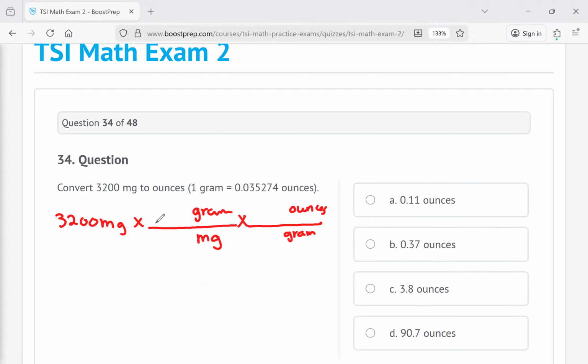So this is something you should know. What is the relationship between grams and milligrams? The keyword is milli, so I know that's related to 1,000. So we know that for 1 gram, there are 1,000 milligrams. And then we can use this conversion.